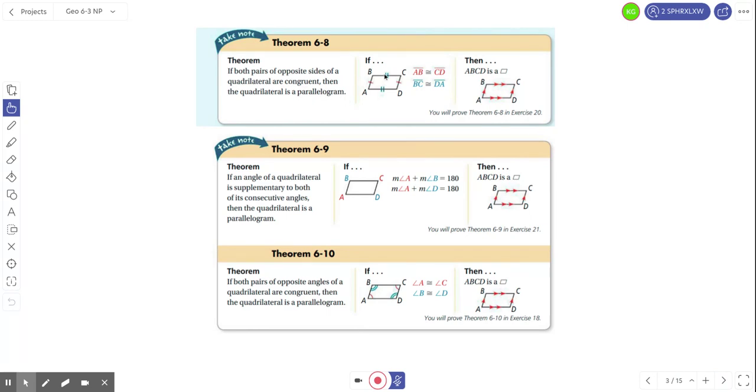So a couple of the ways we can do it. If both pairs of opposite sides, so if you have congruent sides across from each other, it's a parallelogram.